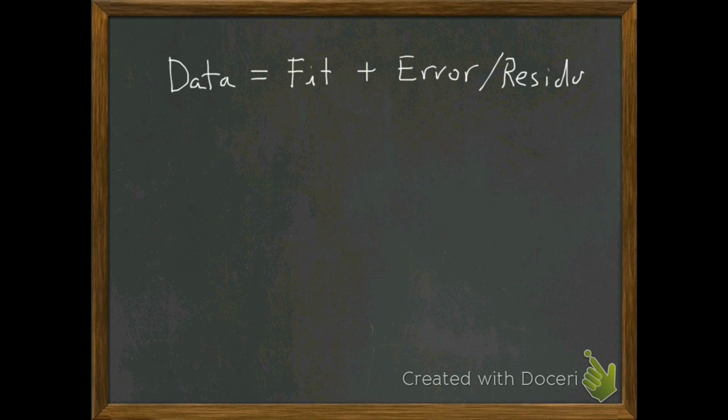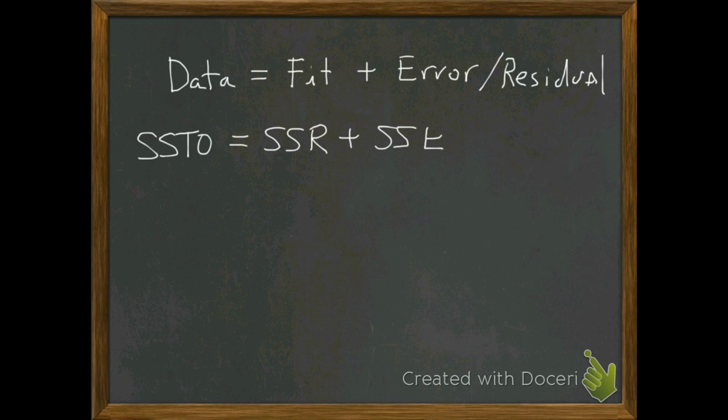All right, guys, let's get into a little bit of why. Well, guys, ultimately what we're doing here is we can see that our data can be explained by looking at the fit of our regression model plus the error in our model. And this also goes by, of course, what we call residual. And we can see, therefore, that the sum of squares for the total is the sum of squares for the regression plus the sum of squares for the error.